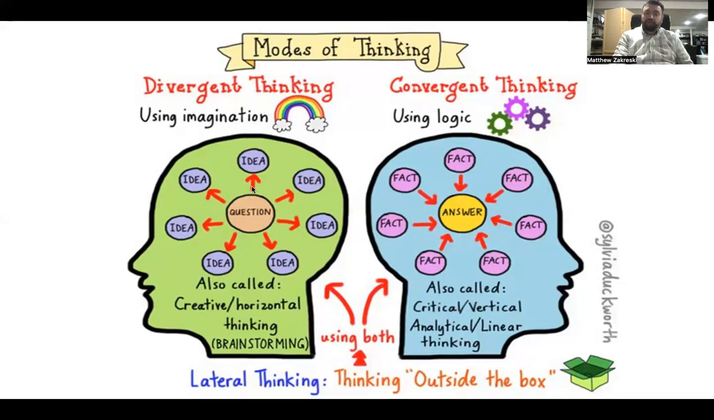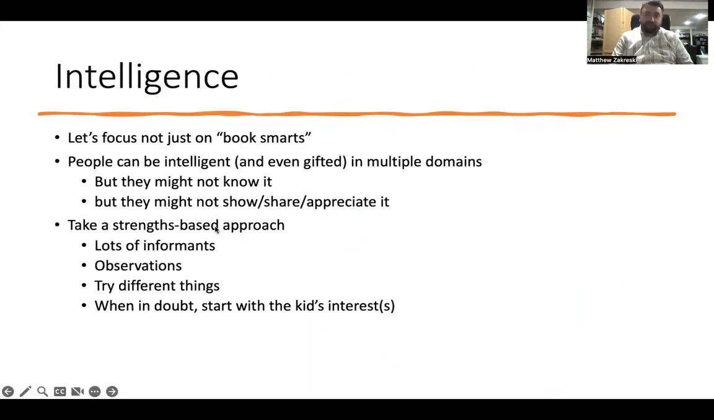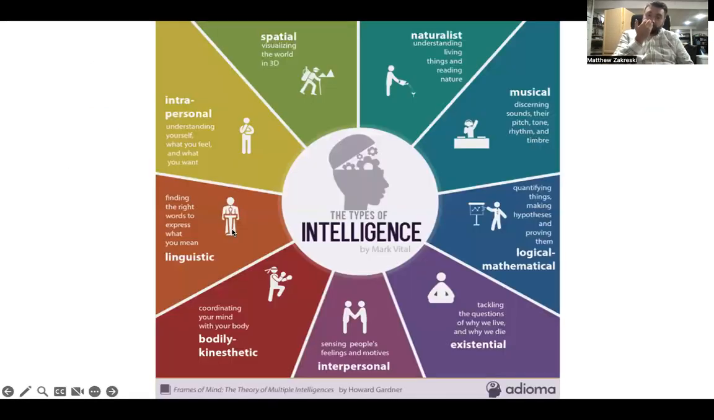But you want to put kids who think similarly together, because intelligence is not just book smarts. People can be intelligent, even gifted in multiple domains, but they might not know it or understand it. So you want to get a lot of information and start with their interests. Because when you look at these kinds of intelligences, you've got naturalist, musical, logical, existential, intrapersonal, interpersonal, bodily kinesthetic, linguistic. It's not just, oh, do you know all the state capitals? Or, oh, can you do 17 times 4? Those are only parts of intelligence.